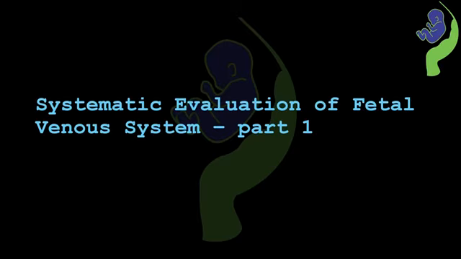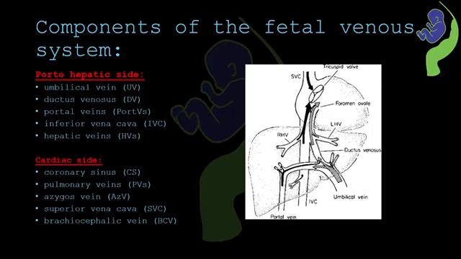Today we are going to see the systematic evaluation of the fetal venous system. Now the following are the main fetal venous structures that we assess during routine cardiac evaluation. A clear understanding of them will greatly improve your confidence and accuracy. So I have chosen this topic to simplify the concepts and provide you a clear outline, so that by the end of the session you will feel more confident in examining the fetal venous system.